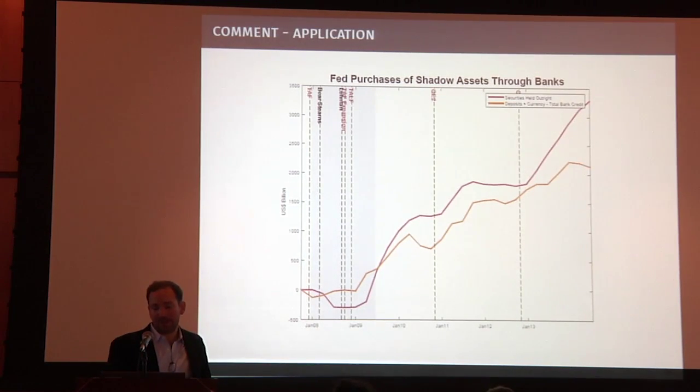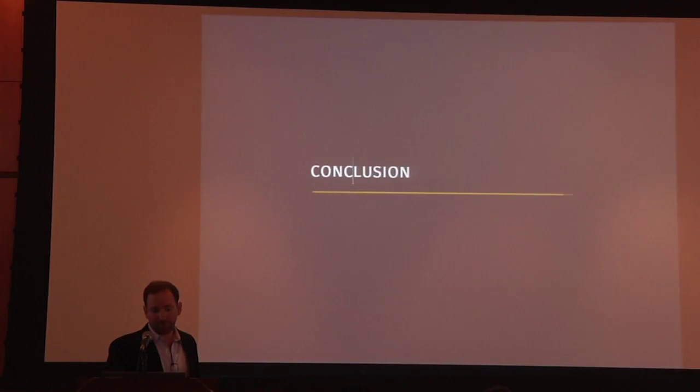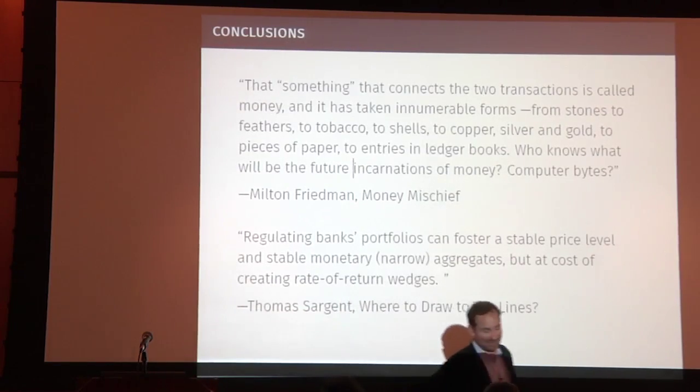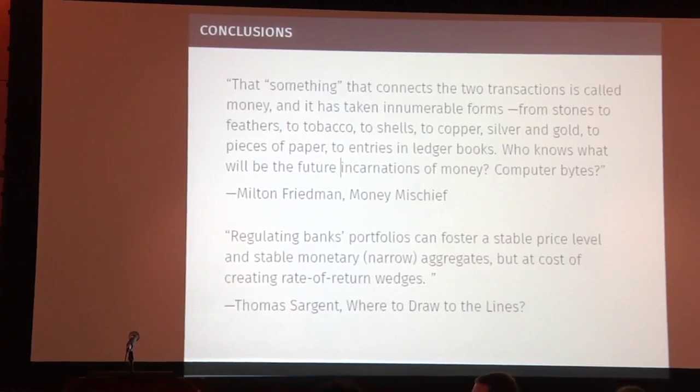So you see a huge expansion in deposits, huge expansion in reserves, but this doesn't have the effect of extending more loans or having effects on the price level or asset prices. Of course, you can claim that this is just a substitution of bigger money aggregates. So I wanted to conclude with a couple of quotes. I don't have time to talk about them. Thank you.